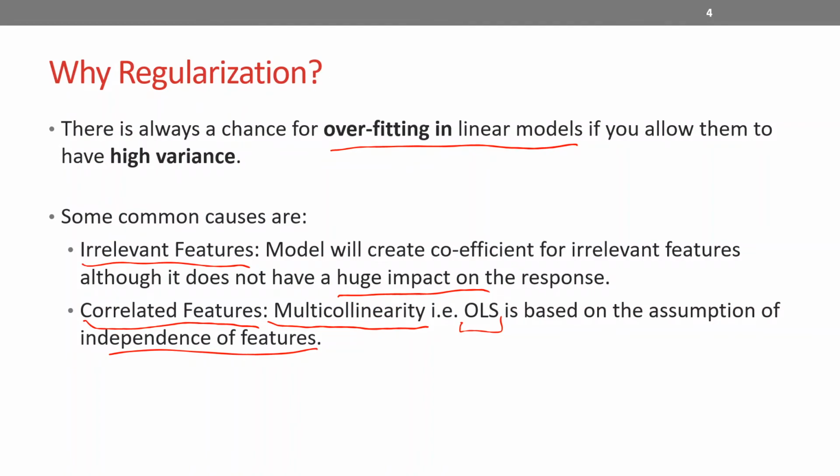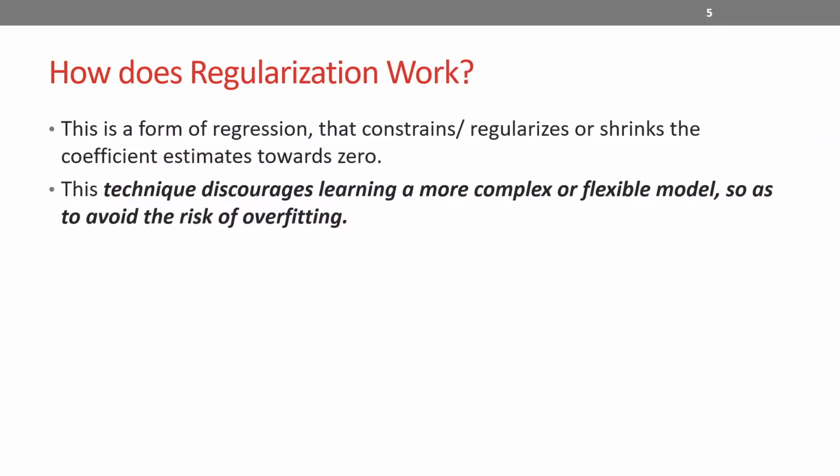Okay, so moving on, how does this work? We've talked a lot about regularization. It helps us deal with overfitting. This is again a form of regression that constrains or regularizes, as I said, or shrinks, if this makes you feel better, the coefficient estimates towards zero, right? So this technique is essentially discouraging learning a more complex model to avoid the risk of overfitting. Okay, so how does that happen?